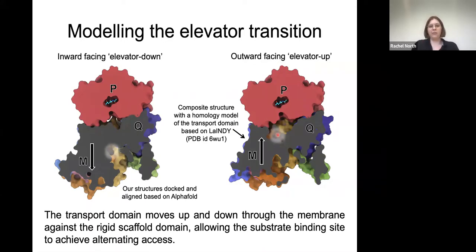So you can see from these figures that the transport domain moves down and up through the membrane against this really rigid scaffold domain, which is just holding the transporter in place. And this therefore allows the substrate binding site to achieve alternating access, to be open on the outside and then open on the inside to release the substrate for import.